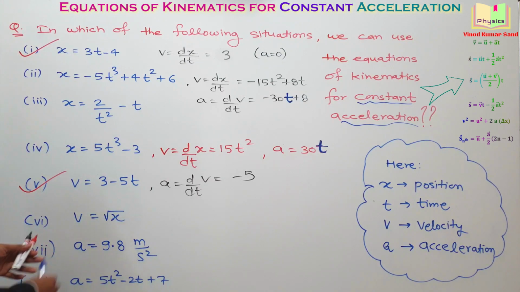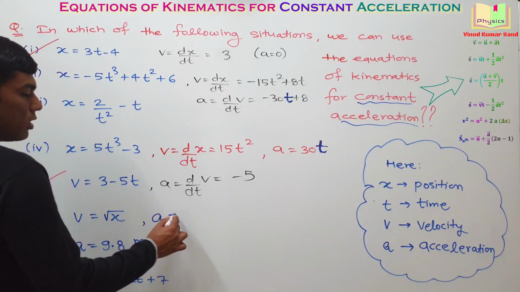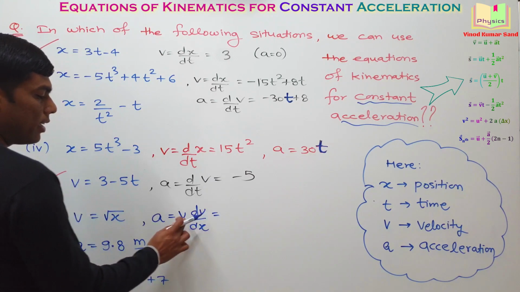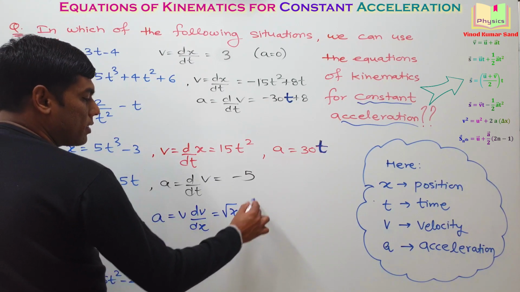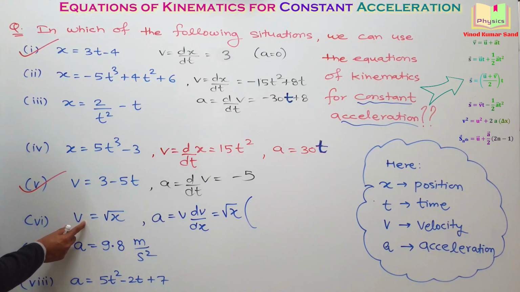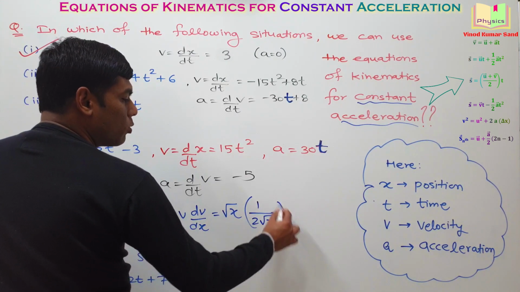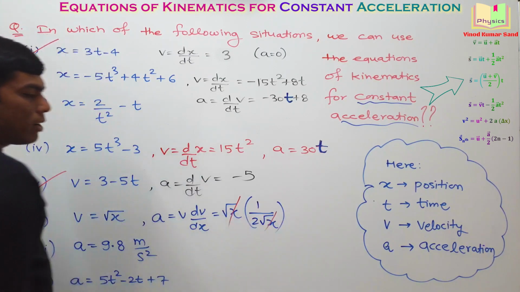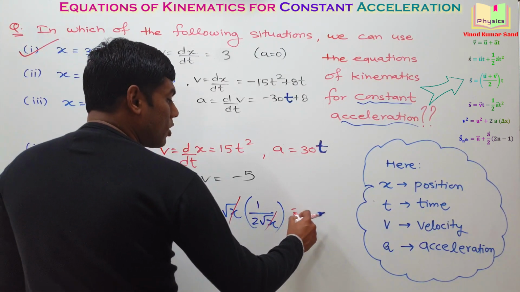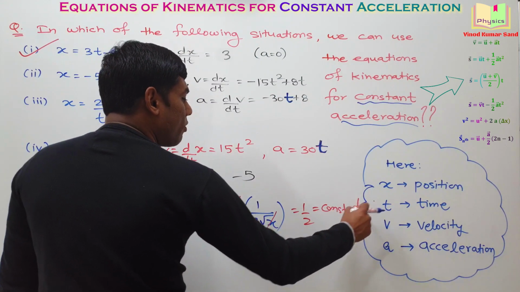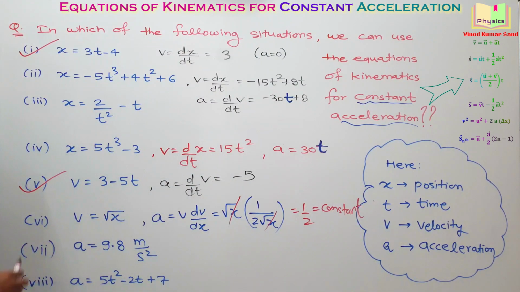Going further, looking at this v, I'll be using this formula. Acceleration is equal to v dv by dx. V is actually root x, and can you obtain dv by dx? Do it quick. dv by dx is actually 1 by 2 root x. You can do the calculations and check. Here acceleration comes out to be 1 by 2, which is constant. And if acceleration is constant, we can easily use the equations.